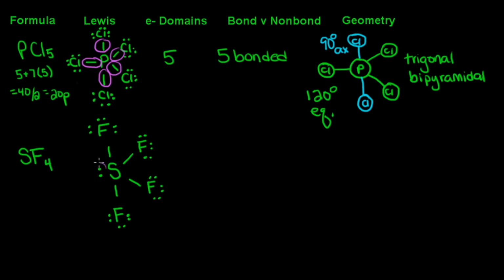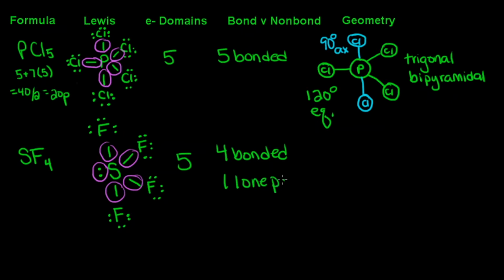Okay, so let's look at our domains. 1, 2, 3, 4, 5. 5 domains. And so when you have 5 domains and 4 of them are bonded and 1 of them is lone, you have a new shape.